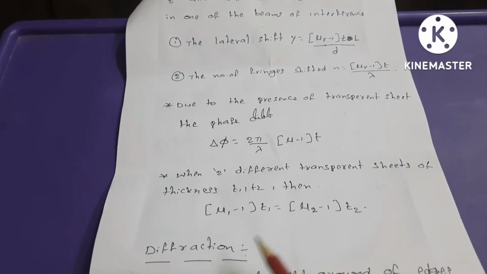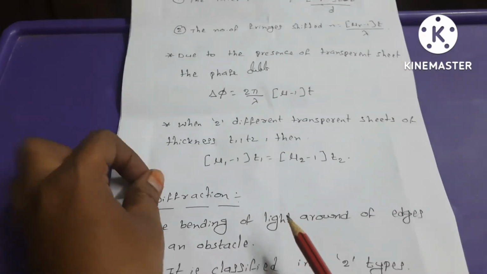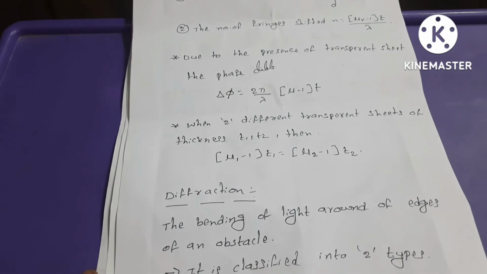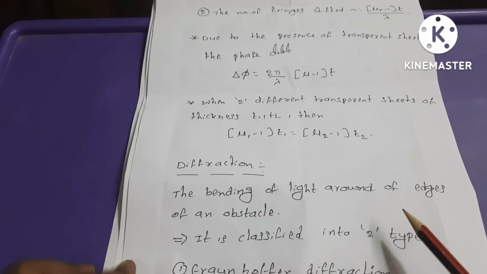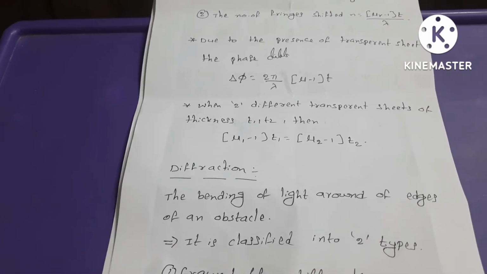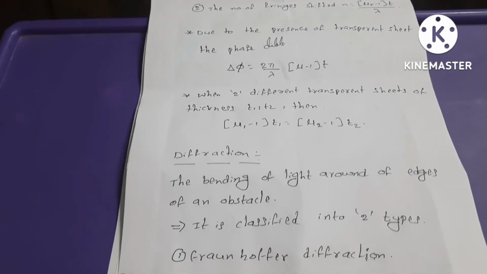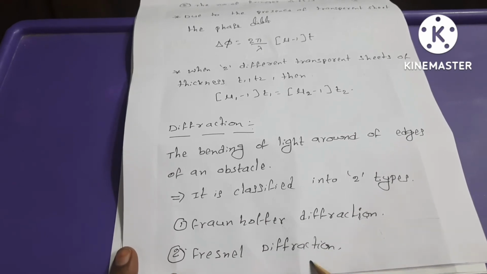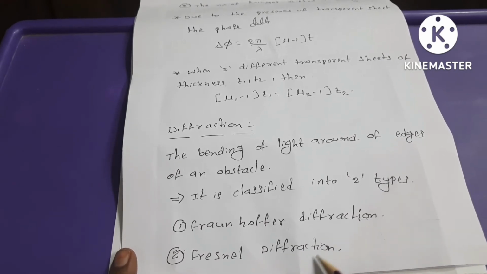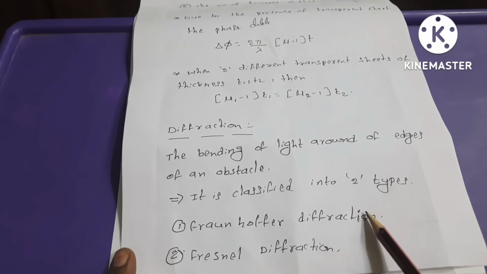What is diffraction? Bending of light around obstacles is called diffraction. Here in diffraction also we get alternate bright and dark bands, but here the intensity is not the same for all bright bands, it is in decreasing order. How many types of diffraction are there? It is classified into two types: Fraunhofer diffraction and Fresnel diffraction. A small thing is there in Fraunhofer and Fresnel.